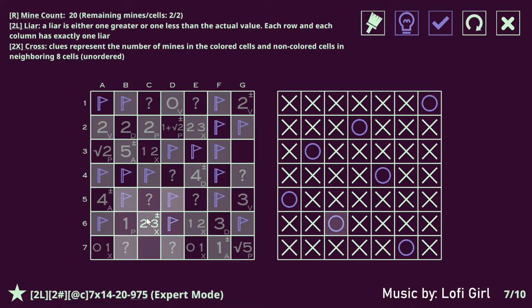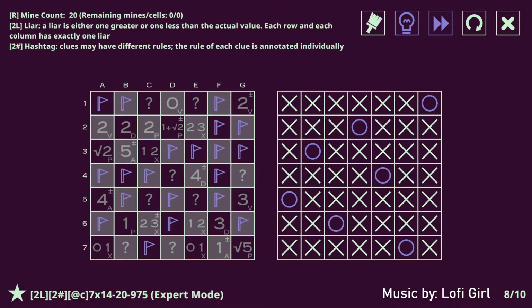Okay, that should resolve everything. And that's a mine. That was a trip. It started off pretty easy, but then something else happened at the end. Okay.